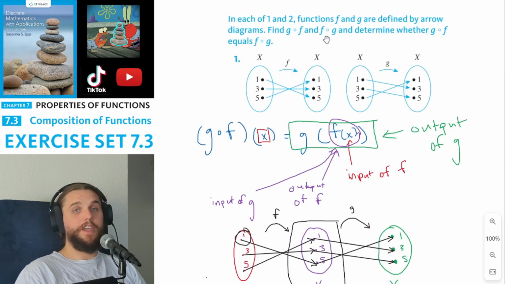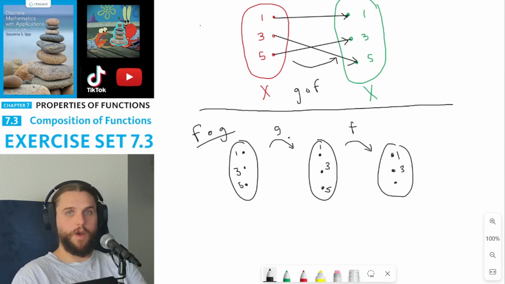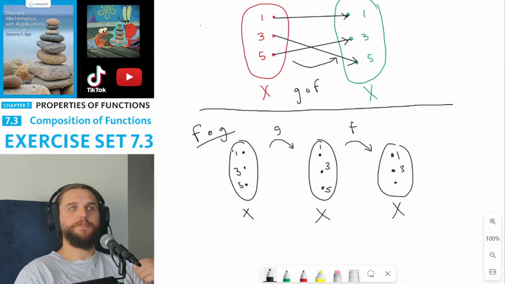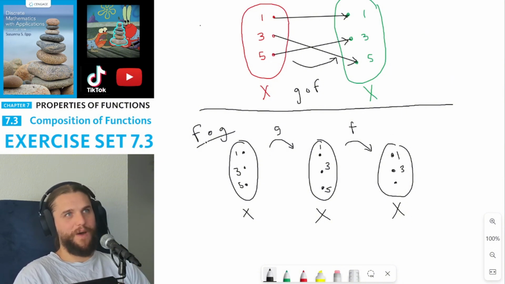Now we have to find f of g. The only difference is the order that we arrange these maps together. So we're going from x to x again, and then from x to x from there. But the maps are g first, then f. The ordering is a little backwards from how it's written here.